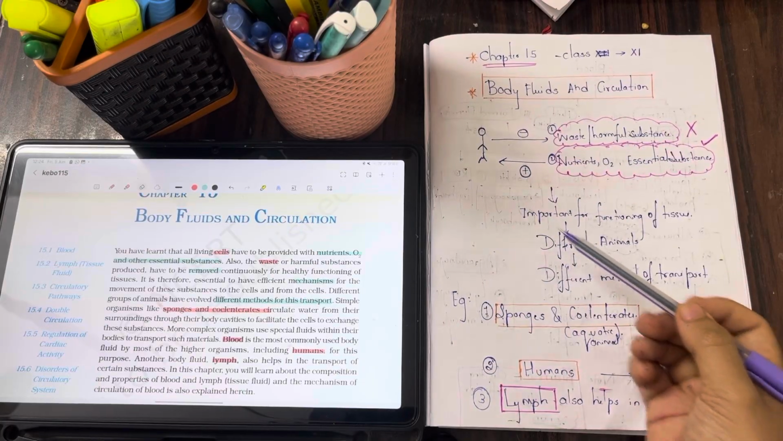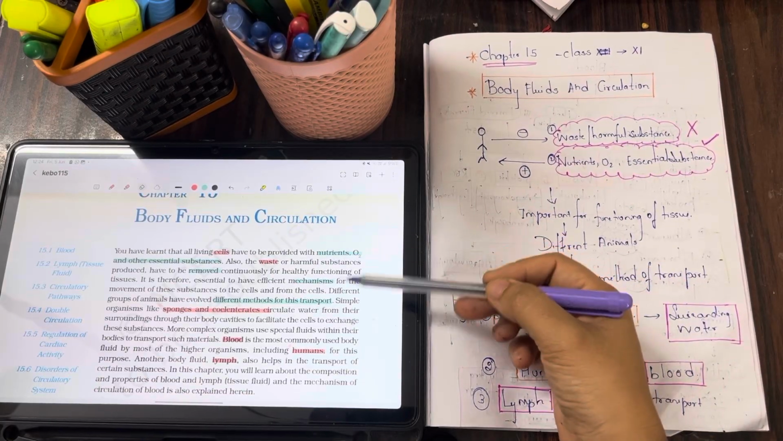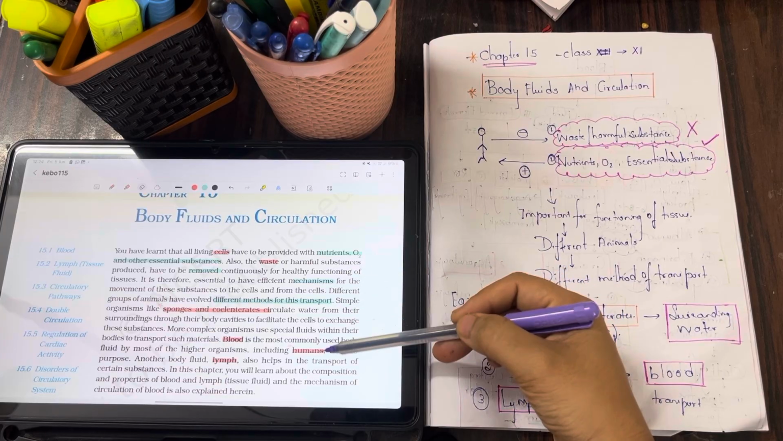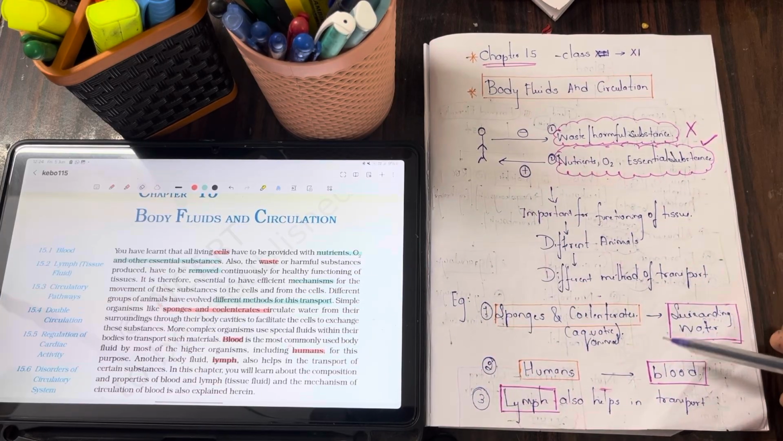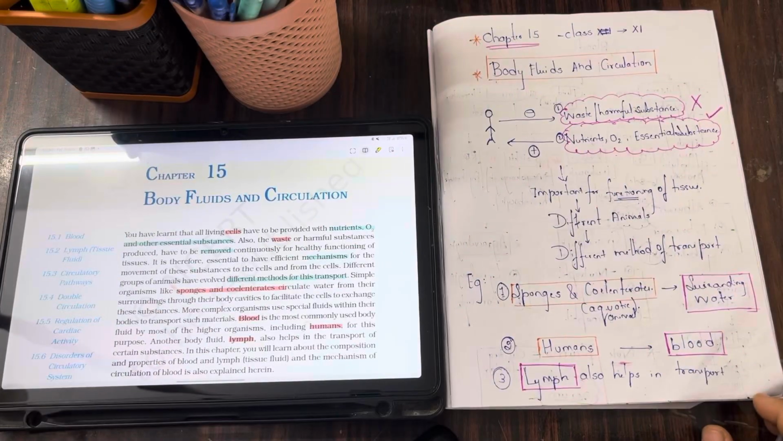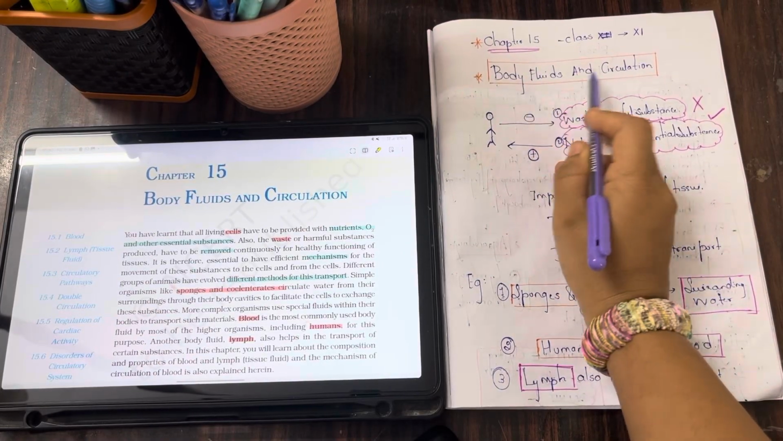Before starting this video, I would brief that I have highlighted the important points in colors, as well as made short notes out of it, which will help you to understand the concepts better. So let's start with today's chapter, that is Body Fluids and Circulation.